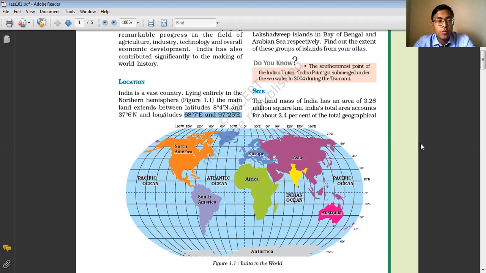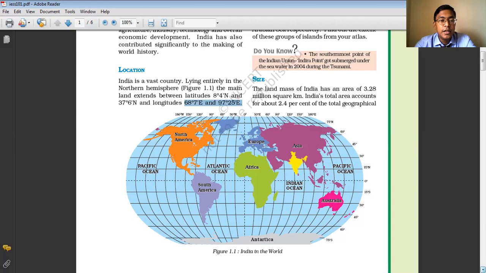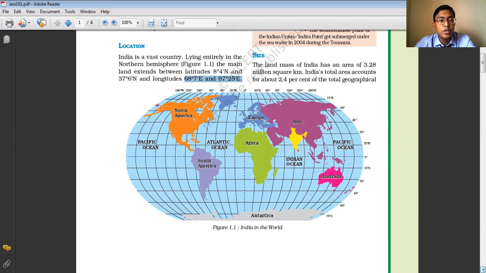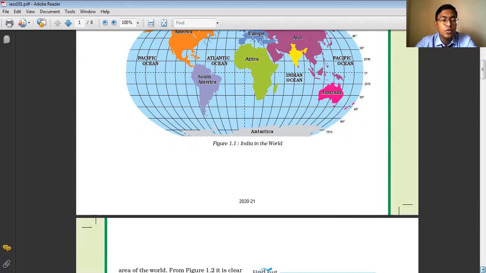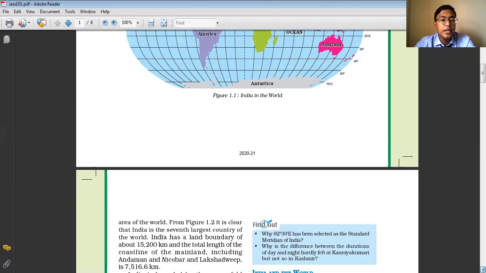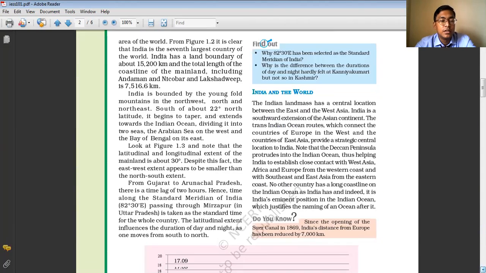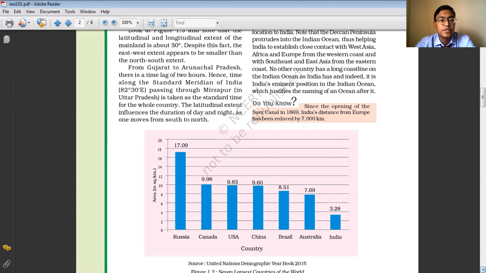So it occupies a total area of 3.28 million square kilometers. This 3.28 million square kilometer area is equivalent to 2.4% of the total geographical area of the world. That means India occupies 2.4% of the total landmass of the world, actually. And with this 2.4% of the total geographical area of the world, India holds the 7th position in terms of size.